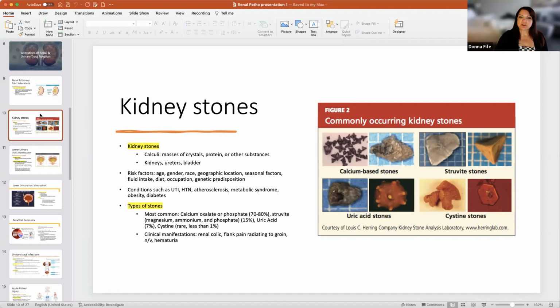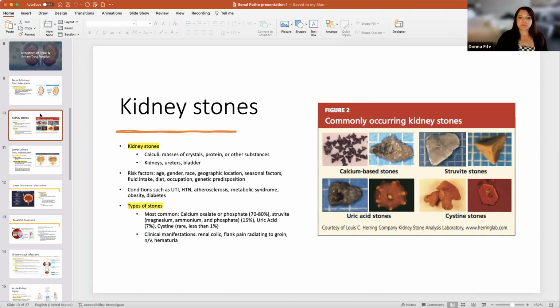Patients with conditions such as urinary tract infection, hypertension, atherosclerosis, metabolic syndrome, obesity, and diabetes can have a higher incidence of kidney stones.